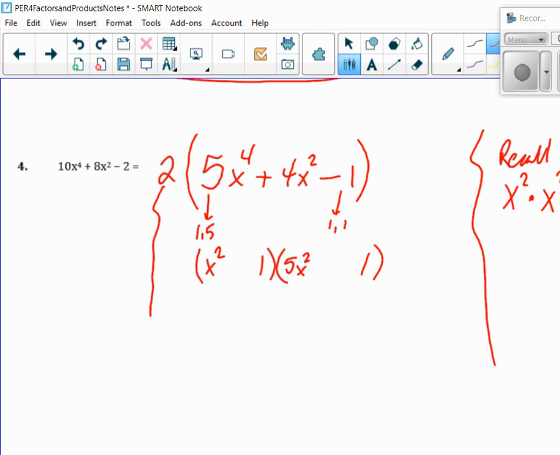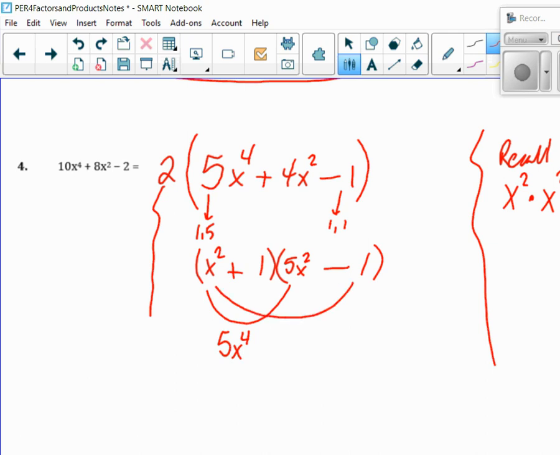So if we put negative in the first one, do you see my middle term will be minus 5x squared? So it's actually the second one. So let's just check, and we'll do this slowly this time because it's a little different one. So x squared times 5x squared gives me 5x to the power 4. Yes?